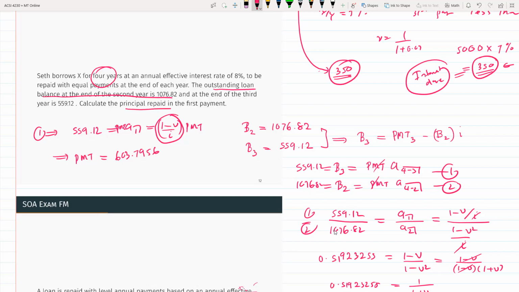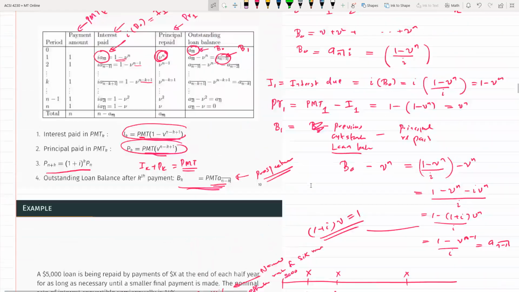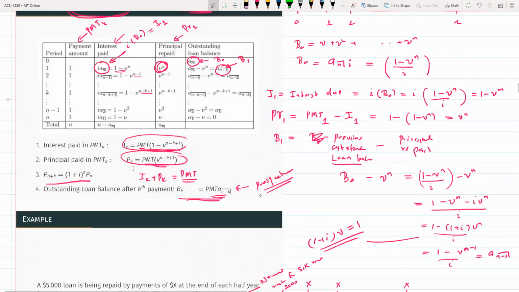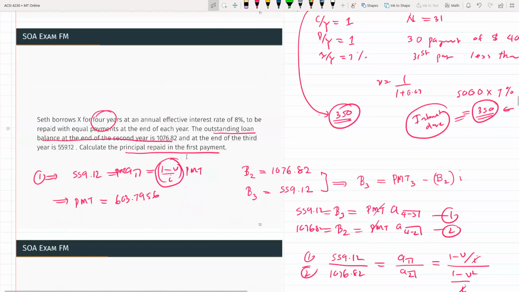Then calculate the principal repaid in the first payment. So now you can go back to one of these formulas. Principal paid in the first payment, P1, is payment times v to the n minus k plus 1. And the payment is 603.7956. The v value you know, n is 4. Four minus 1 plus 1. So you can go to the answer.